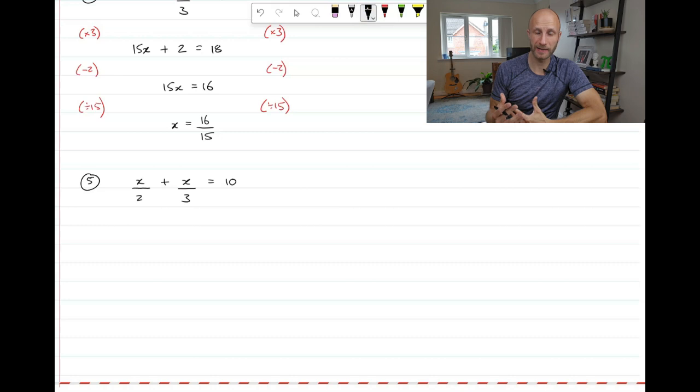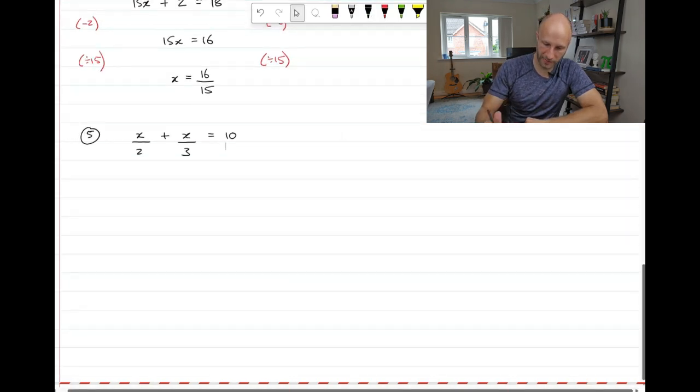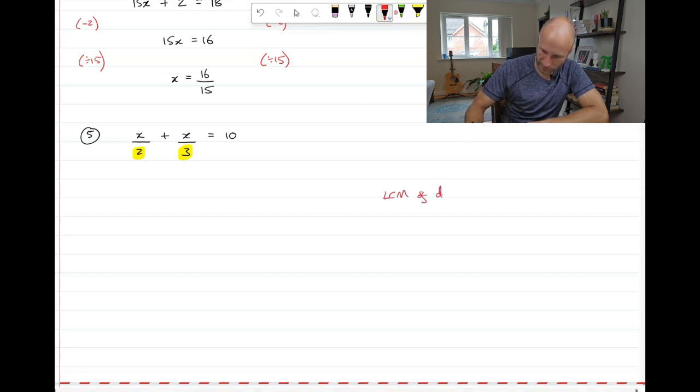So I'm not going to write the red hints here. But what I'm going to do is I'm going to look at the 2 denominators, which are 2 and 3. And I'm going to try and pick, I'll write the hints in red a bit out of the way. So I want to pick the lowest common multiple of those denominators.